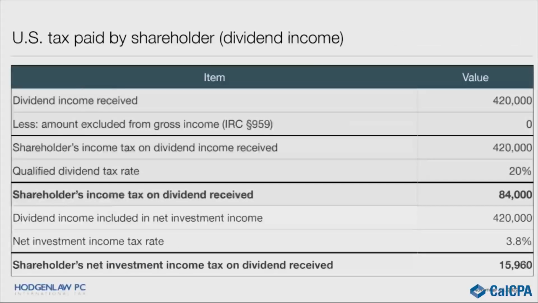We've got a $420,000 dividend received by the U.S. shareholder. We're going to assume it's a qualified dividend. Why? Because with a country with income tax rates that high, it's got to be a country that has a U.S. income tax treaty, and therefore the dividend will qualify for the qualified dividend rate. So $420,000 times 20%, $84,000 of income tax for the U.S. shareholder. Again, net investment income tax on the dividend, $15,960. So far, so good.